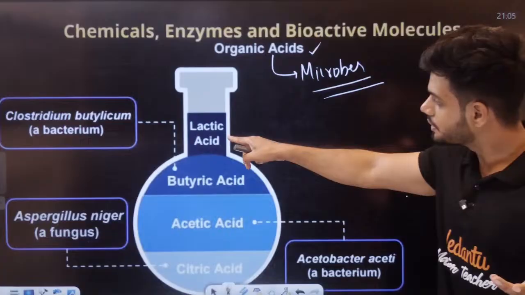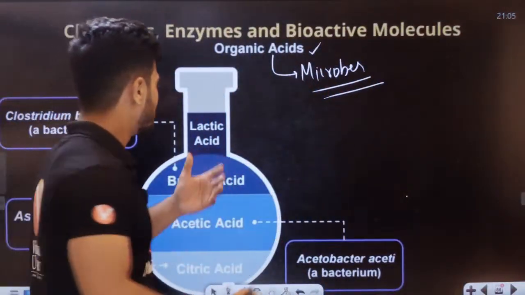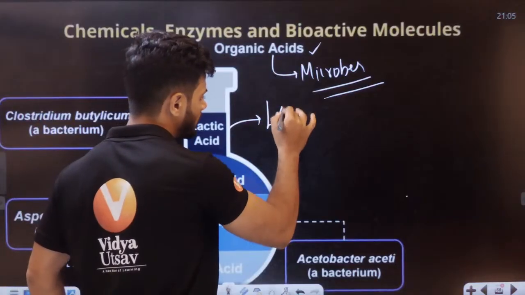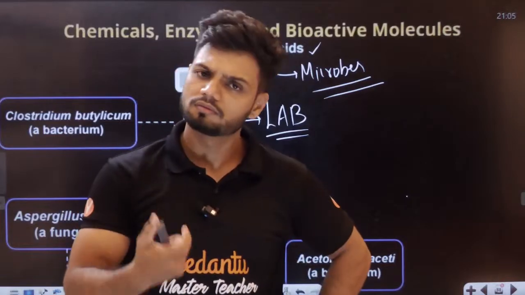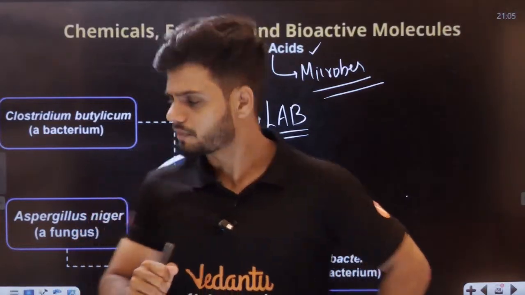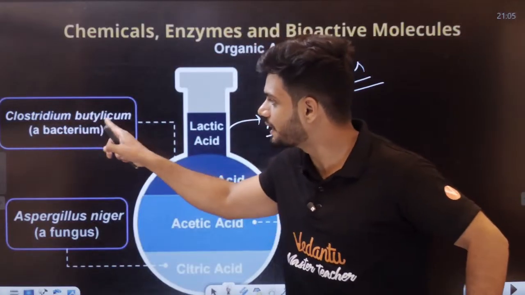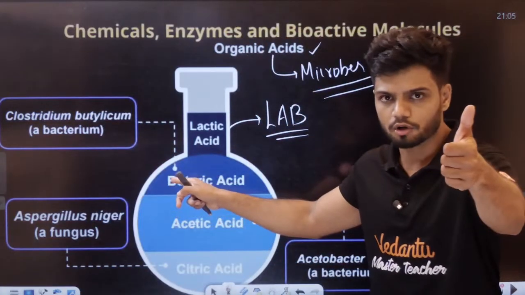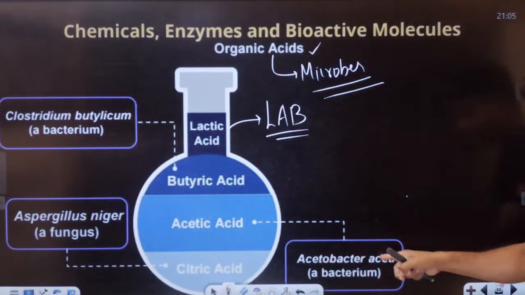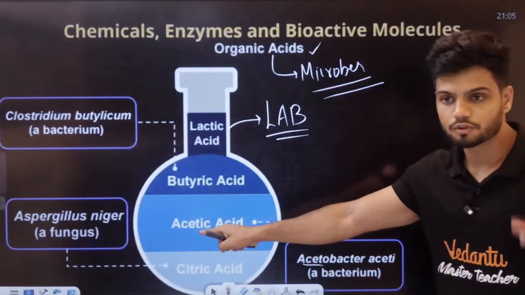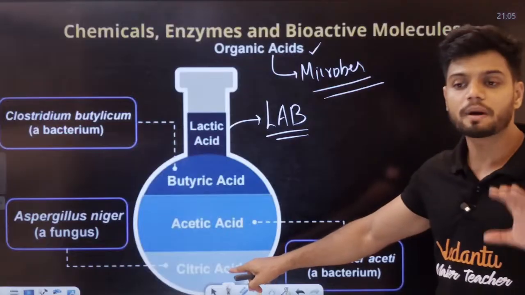All of you know lactic acid. Lactic acid is produced from, all of you in the chat who can tell me the answer? Lactic acid is from LAB, lactic acid bacteria. Then butyric acid from Clostridium butylicum. See, BUT, you can remember. Now, acetic acid by Acetobacter aceti. So, aceti, you can remember. These three are easy to remember.